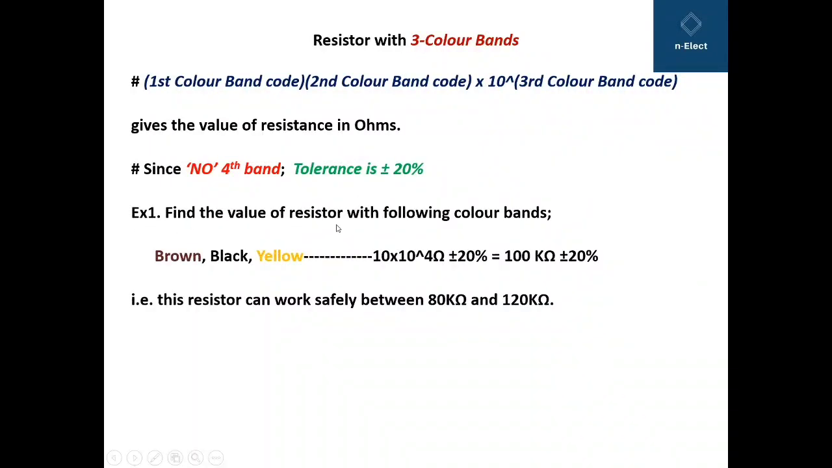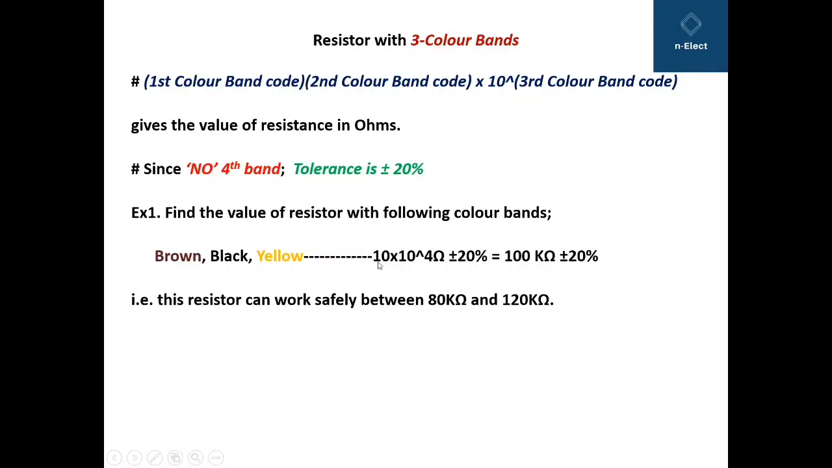Find the value of the resistor with the following color bands. The color bands given to us are brown, black and yellow. Just keep this formula in mind, and from this formula we will find the value of the resistor having these color bands. So here the first color band is brown. For brown we know the color code is 1, so digit 1 is written over here. For black the digit 0 is associated with black. Therefore 0 is written here.